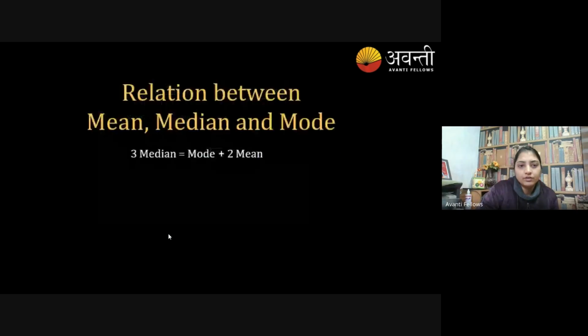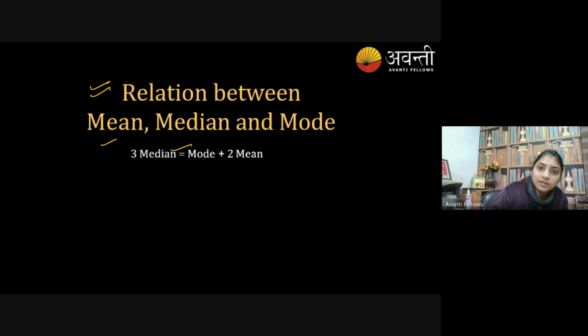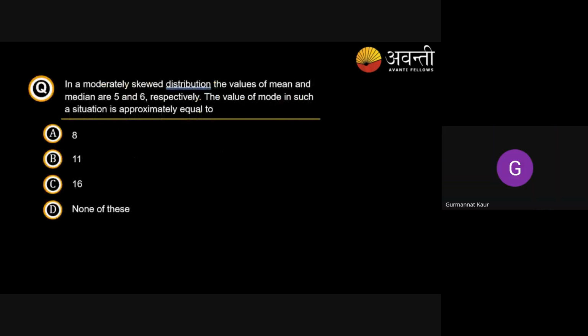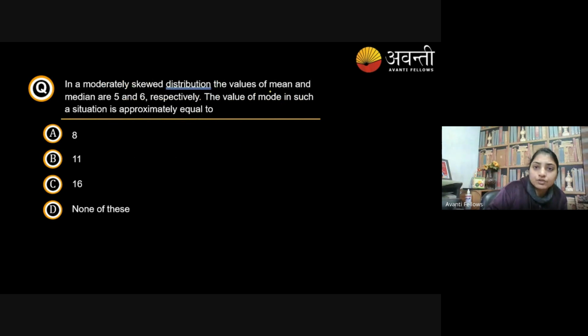So before moving ahead, we have a relationship between mean, mode, and median. Remember? 3 median is equal to mode plus 2 mean. याद आया? So if in a distribution the mean is given to you as 5 and the median is given as 6, can you calculate the mode for this data set?